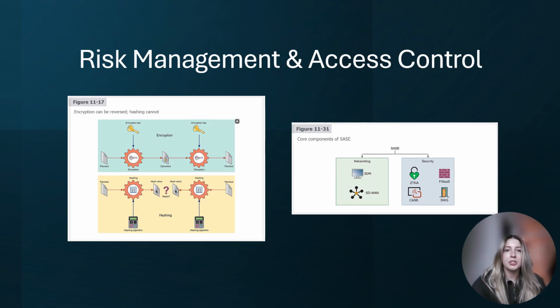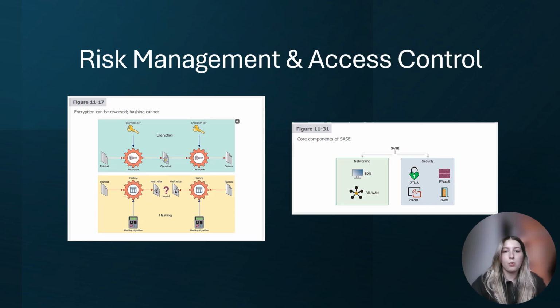Next, in chapters 10 and 11, we cover risk management and access control. As our architecture changes, our security must adapt. On the left, we need to distinguish between encryption and hashing. Encryption is a two-way street. If you have the key, you can lock the data, send it, and unlock it. We use this for things like VPN tunnels.